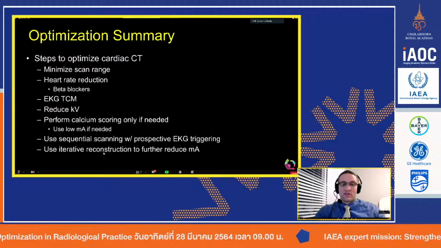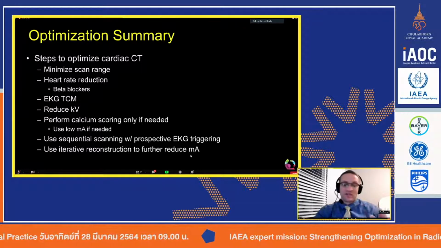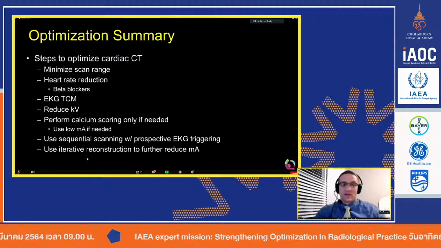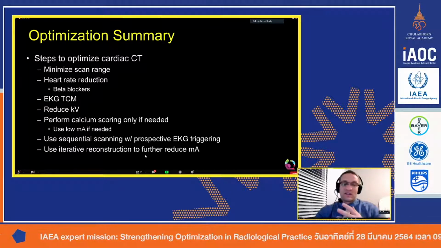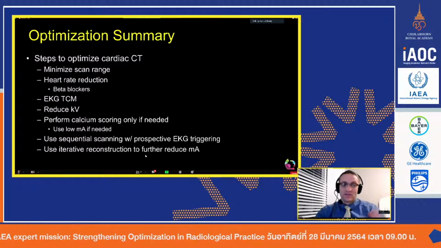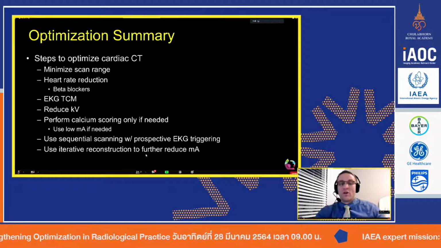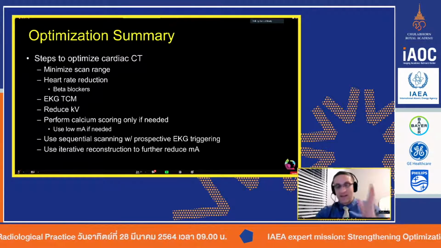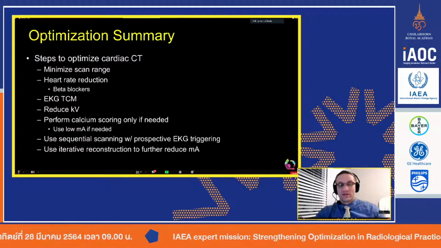Then use iterative reconstruction to further reduce your mA. And that's just with all of the scanning. I almost assume that's standard. I probably should just take that off, because if you're not doing iterative reconstruction, either your CT scanner doesn't allow that, because you have an older scanner and you're stuck doing filtered back projection, or you just haven't turned that on.